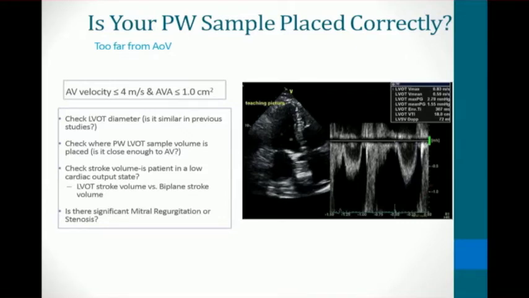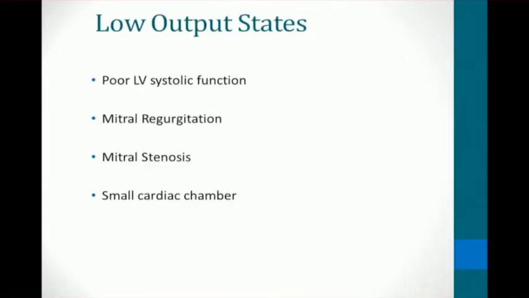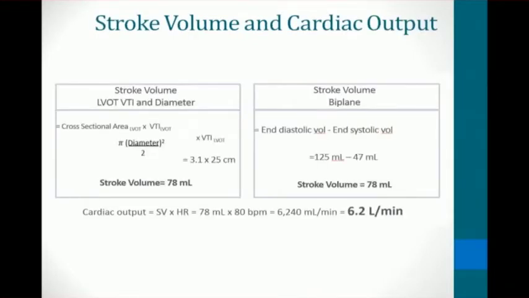Are they in a low output state? Patients in low output states include those with poor left ventricular systolic function, a small cardiac chamber, or if they have mitral valve disease. If none apply, your pulse wave sample is too far from the aortic valve. Another tool is to calculate the stroke volume and cardiac output.